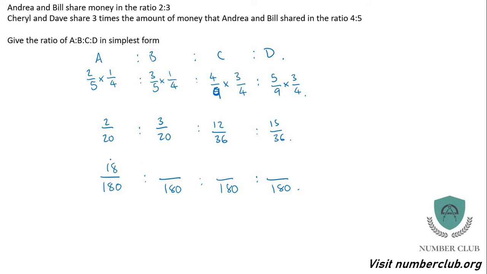Okay, multiply 20 by 9 to get 180, 2 by 9 to get 18. 20 times 9 is 180, 3 times 9 is 27. 36 times 5 is 180, 12 times 5 is 60. 36 times 5 is 180, 15 times 5 is 75. So we'll get 18, 27, 60, 75, and we can divide through by 3 as well. 6, 9, 20, 25, and that'll be A, B, C, D in the simplest form.